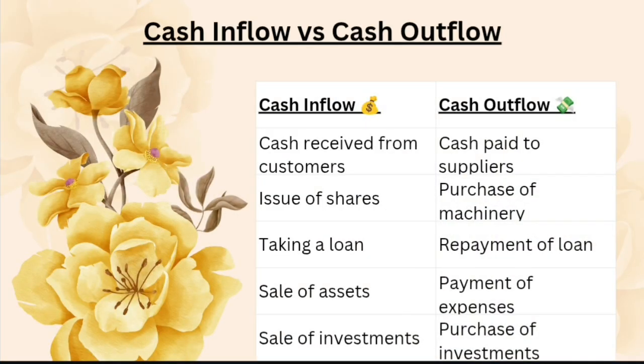Now here is the difference between cash inflows and cash outflows. Cash inflows: cash received from customers, and cash outflows: cash paid to suppliers. Inflows include issue of shares, taking a loan, sale of assets, sale of investment. Outflows include purchase of machinery, repayment of loan, payment of expenses, purchase of investment. So inflow is cash comes in and outflow is cash goes out.